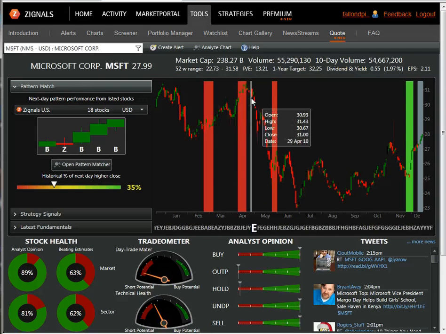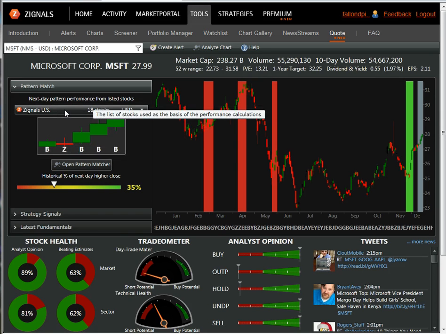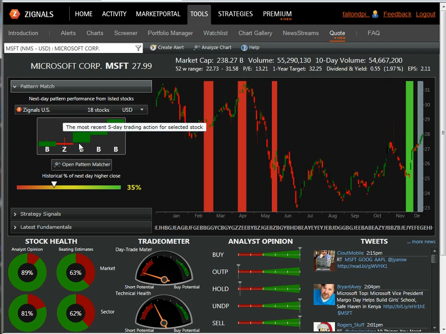If we look at our main area, our pattern match, a pattern match is from our pattern DNA application, and what it shows is the performance of this 5-day trading pattern based on historic performance from our stock list here of 18 US stocks. And based on this pattern in these 18 stocks, we find that in 35% of the cases, the stock closes higher the next day.